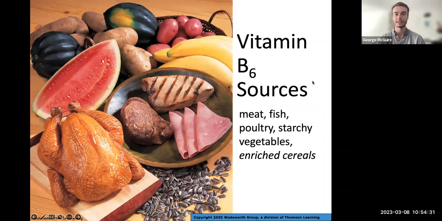Lots of great sources for B6 in basically all of our meats and a lot of our starchy vegetables, and is being added in enriched cereals. So B6 is relatively common.